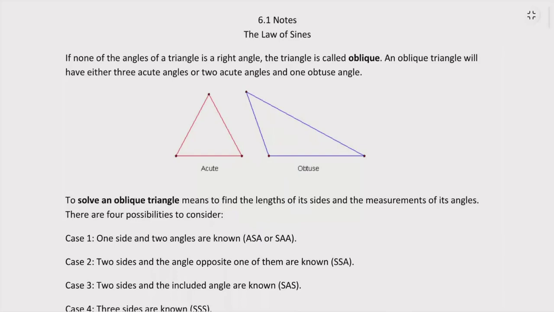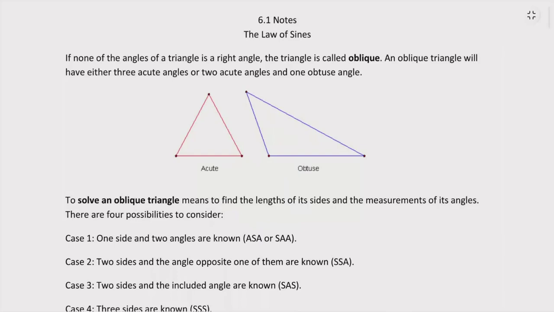In this video, we're going to talk about the law of sines. If we have triangles that are not right triangles, we refer to these as oblique triangles. An oblique triangle will either have three acute angles, like the red triangle in the picture. We call this an acute triangle. Or it'll have one obtuse angle greater than 90 and two acute angles, like the blue triangle in the picture.